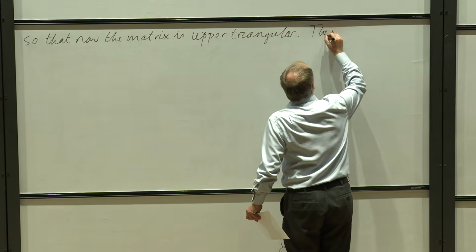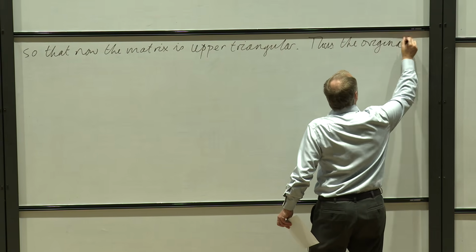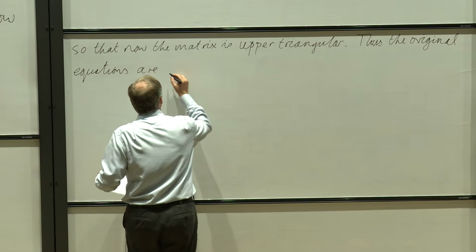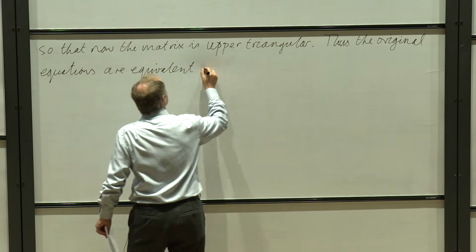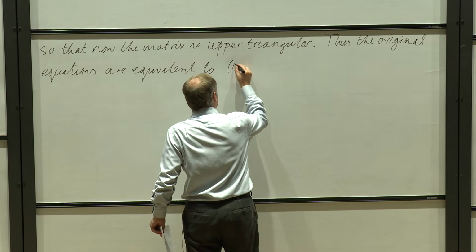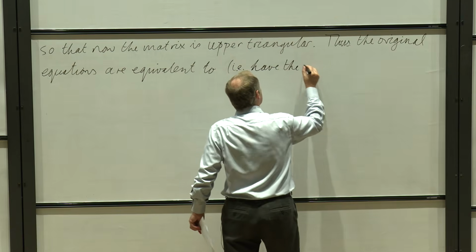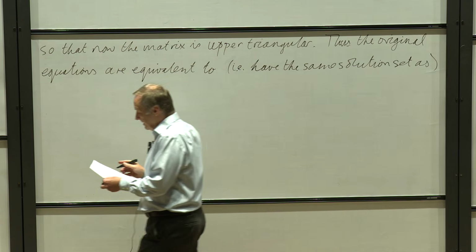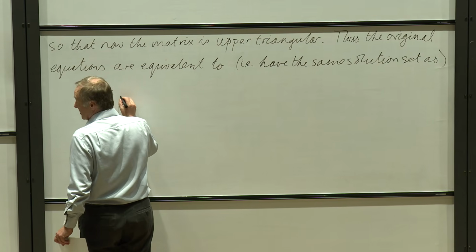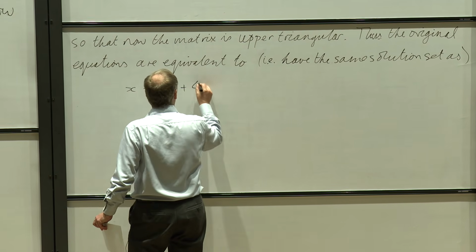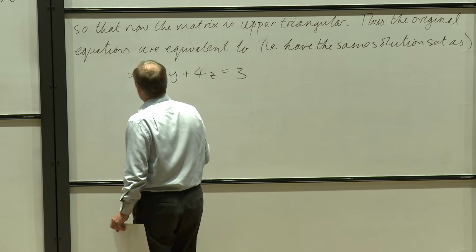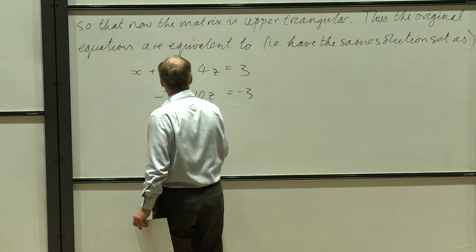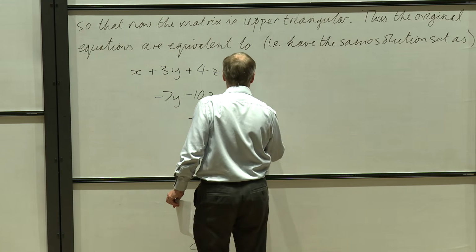Thus, the original equations are equivalent to, in other words, equivalent means I have the same solution set as, that's what equivalent means here, okay, and these equations are now x plus 3y plus 4z is equal to 3, minus 7y minus 10z is equal to minus 3 and minus 5z is equal to minus 5. Okay.